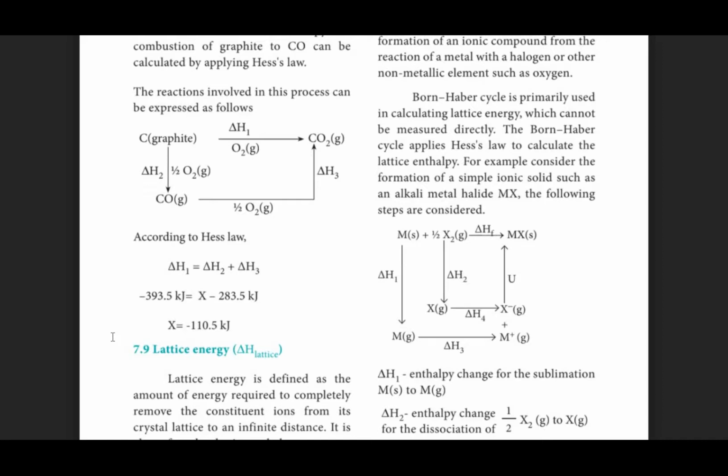So that is minus 393.5 kilojoules, which is equal to X minus 283.5 kilojoules. Therefore, X value is minus 110.5 kilojoules. Okay. So with that, I finish this part of the lesson.